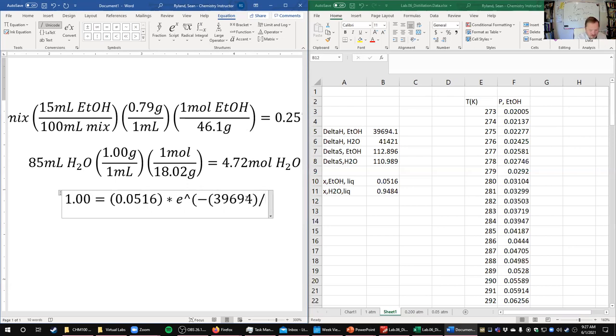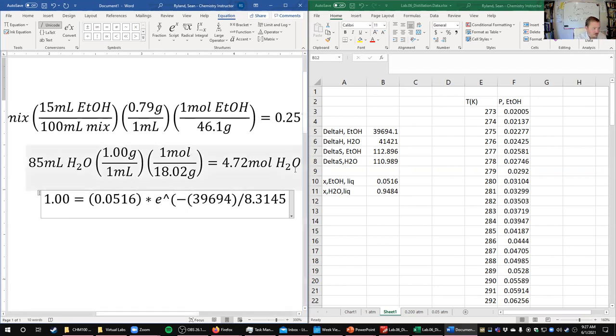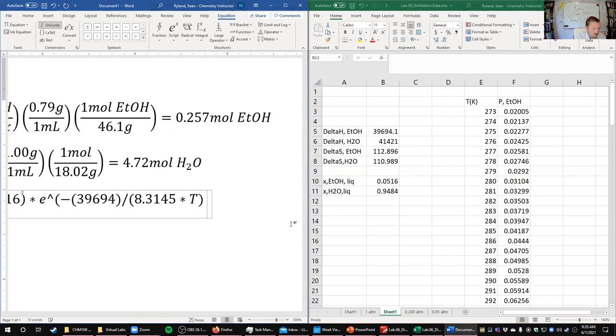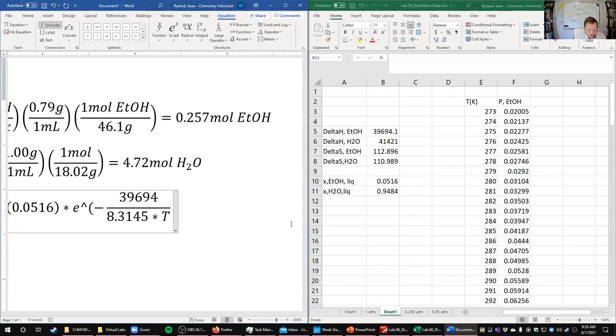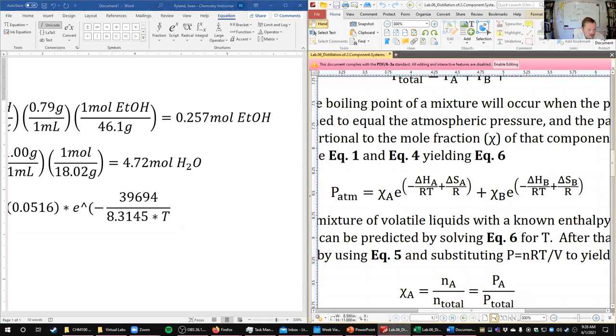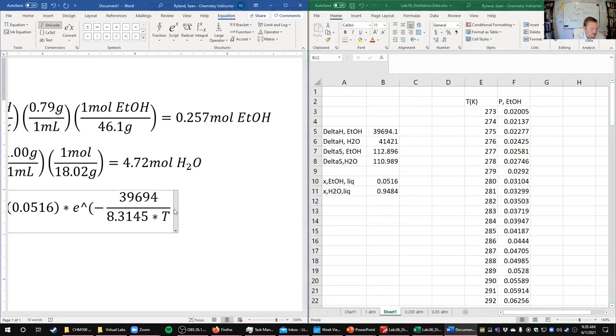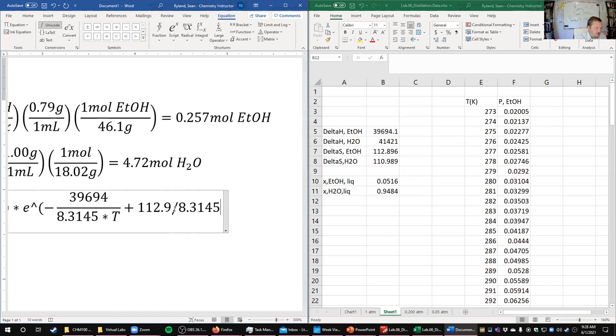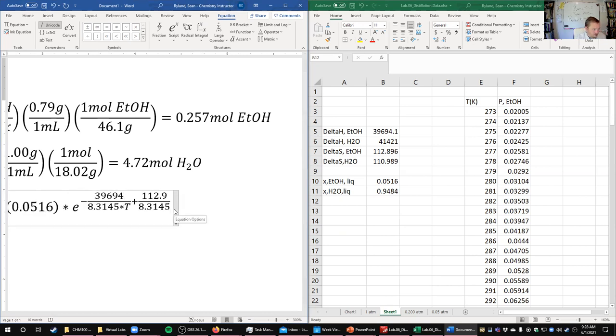Over, and we have R in energy units, because that was in kilojoules per mole. So R is 8.3145 times T, then we had that plus, where did our equation go, plus delta S over R. Delta S for ethanol was 112.9 over 8.3145. That's the first half of the equation.